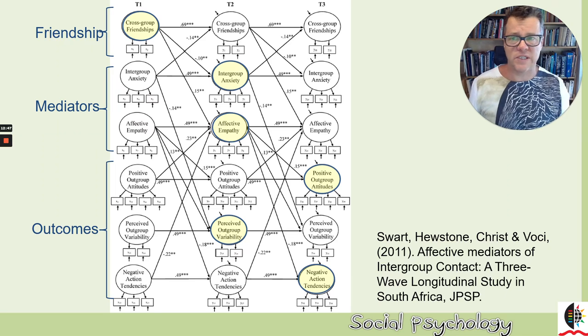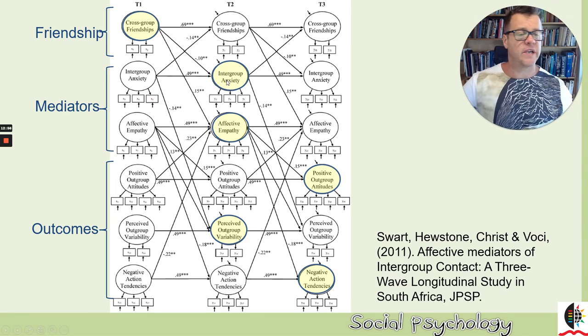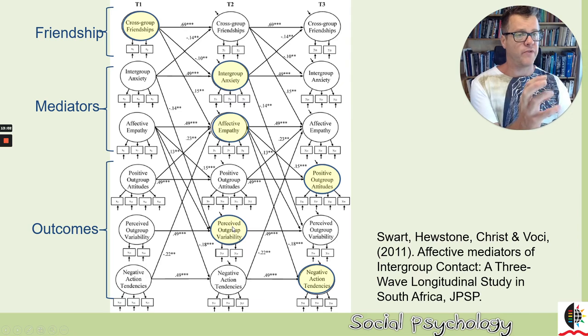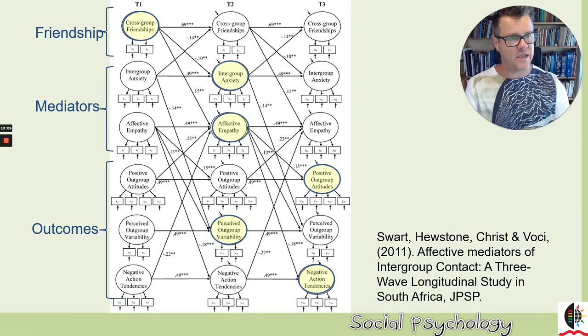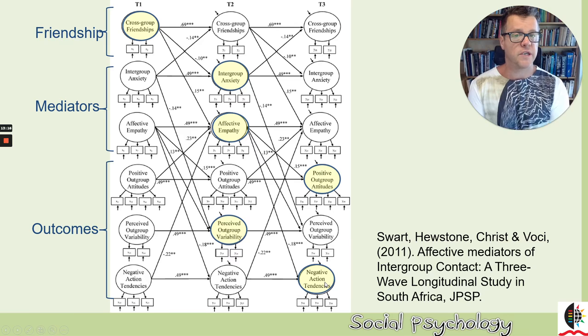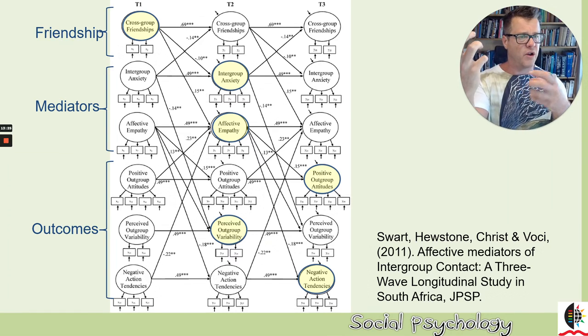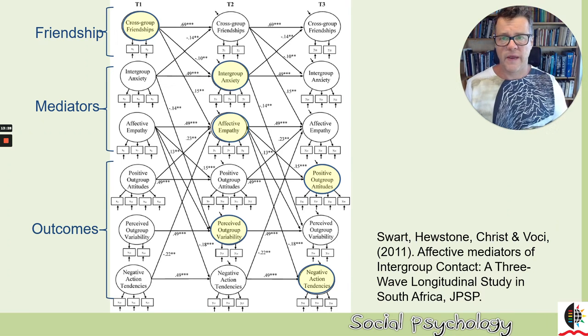Don't worry about the complexity of the study, but it just shows these are 3 different time periods. It's done in South Africa. So cross-group friendships at time 1 reduces anxiety and increases empathy at time 2. It also changes our perception of the outgroup, that they're not all the same, that there's individual differences in that group. And then at time 3, it produces positive outgroup attitudes and reduces negative action tendencies. So there's a lot of evidence in longitudinal studies like this that show that promoting contact at one stage has a whole lot of effects down the line to produce these optimal outcomes.